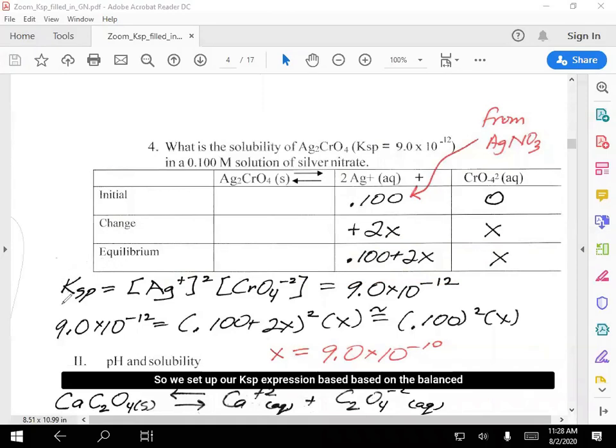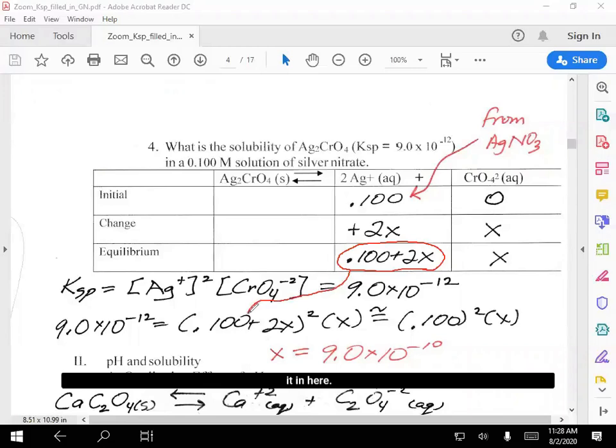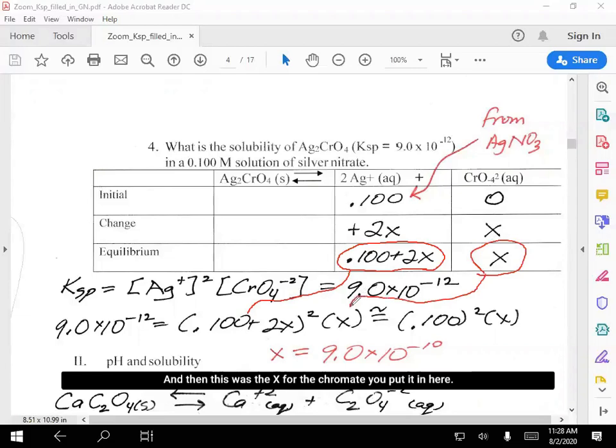So we set up our KSP expression based on the balanced equation. We were given the value of the KSP, so we put the value of the KSP here. We put it equal to our equilibrium row, which tells us what to do here. So this was the equilibrium for the silver. We put it in here. And then this was the x for the chromate. We put it in here.